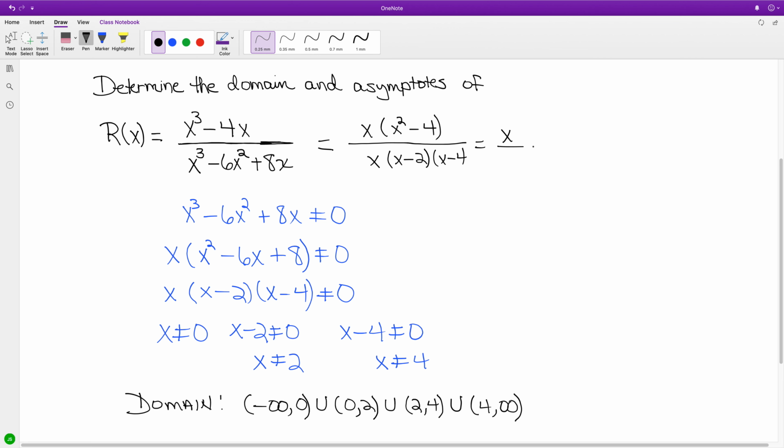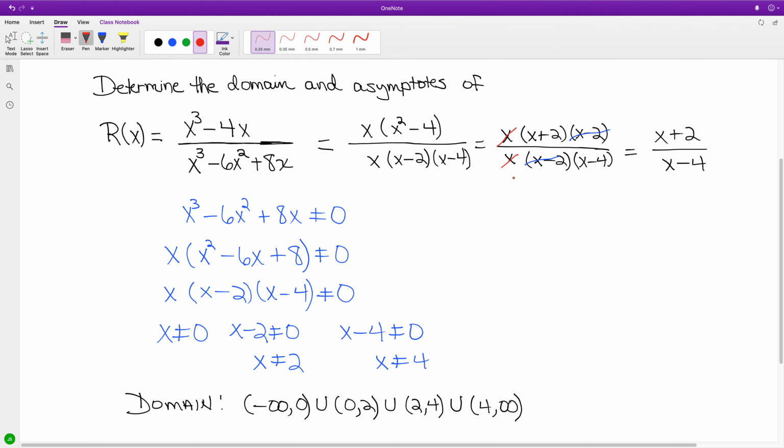And looking at simplifying, first, factoring x squared minus 4 from the numerator, I have x plus 2 and x minus 2. Again, with the denominator, I have x minus 2 and x minus 4. And what's going to happen here is that x cancels out. And also x minus 2 is going to go out. And so the simplified form is x plus 2 all over x minus 4.